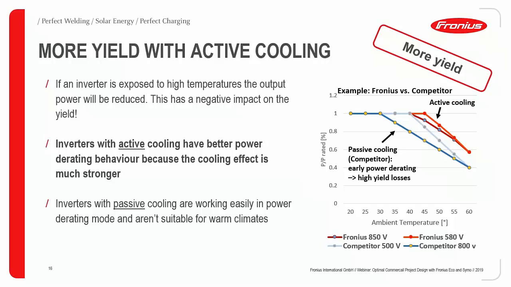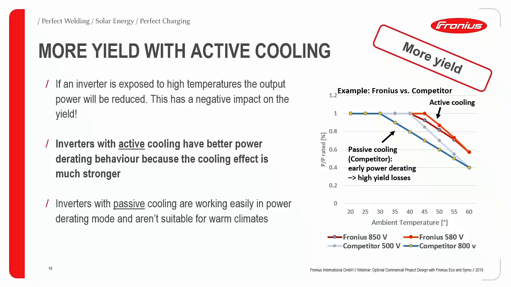Here you can see the official derating behavior of the active and passive cooling systems. On the x-axis you can see the ambient temperature, and on the y-axis the output power. You can see the blue one is the passive cooling system, which derates at 30 degrees Celsius. That lowers the output power, otherwise the internal temperature would be too hot.